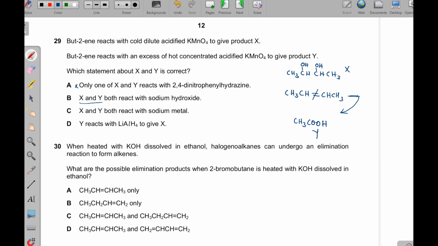Then we go to B. X and Y both react with sodium hydroxide. No, it is the carboxylic acid which reacts with sodium hydroxide. An alcohol, this one here, does not react with sodium hydroxide.